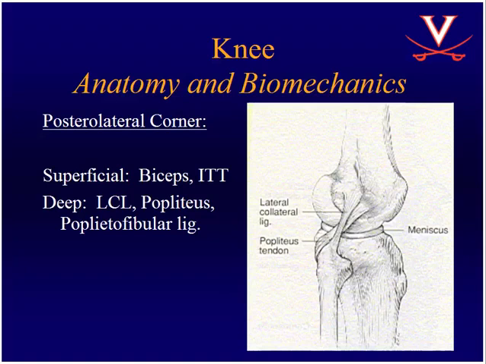The deep MCL is really just a thickening of the capsule. How about the posterior lateral corner? This is the most confusing of all. Well, it's really not so confusing if you just think about it in two layers. Superficially, you have the biceps tendon, and you have the iliotibial band and tract. And then deeper, you've got the lateral collateral ligament, the popliteus musculotendinous unit, the popliteal fibular ligament, which goes from the popliteus to the tip of the fibula, and really the posterior lateral capsule. So that's really what's there in the posterior lateral corner.